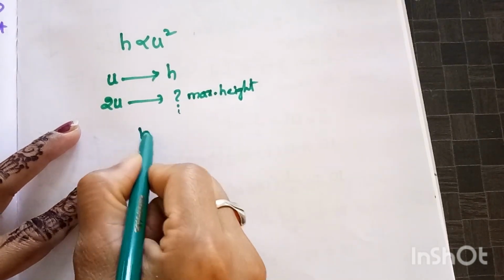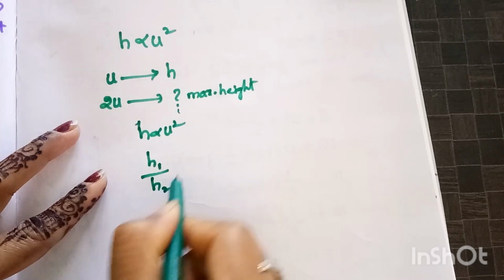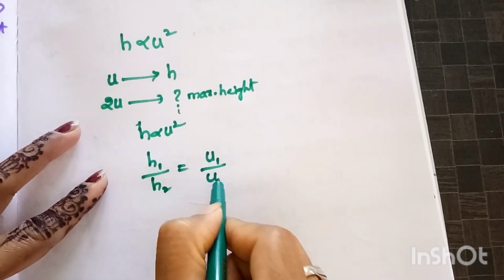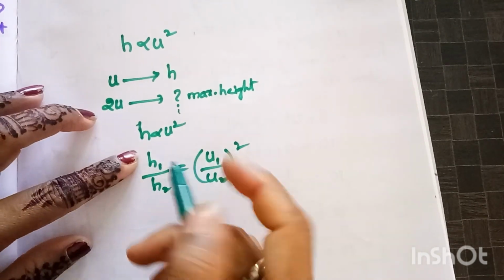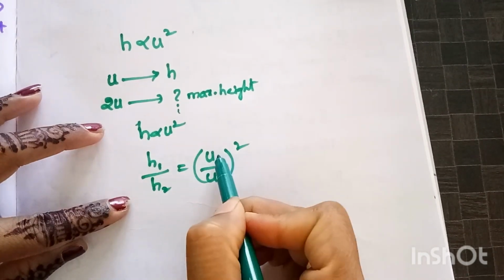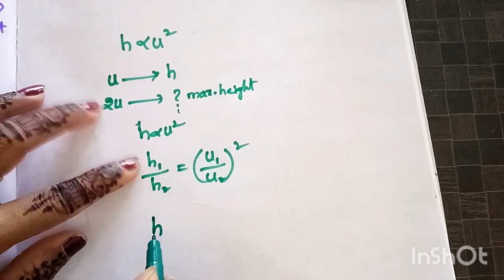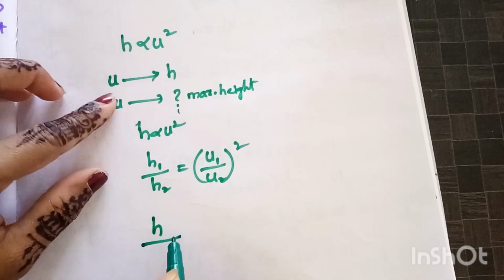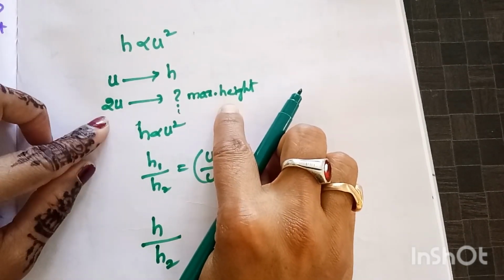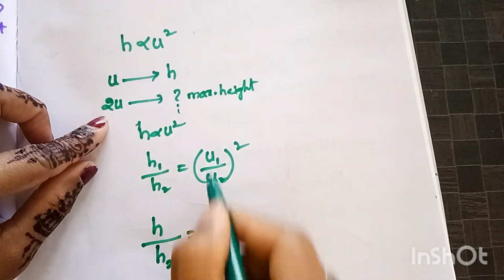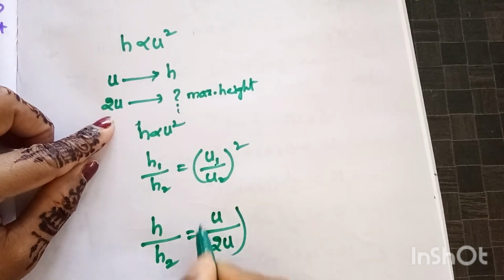So h is proportional to u square. We can write it as h1 by h2 equals u1 by u2 whole square. Why I am taking this relation: we have two heights here and two velocities. For h1 height means h, by h2. h2 means we are going to find this maximum height at double the velocity of projection, that is equal to u1 is u and u2 is 2u whole square.